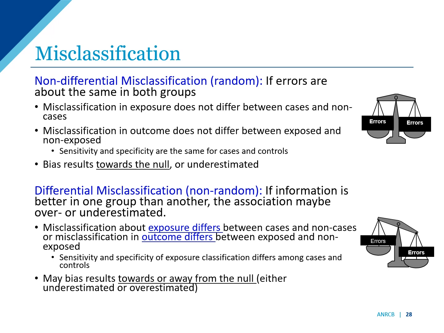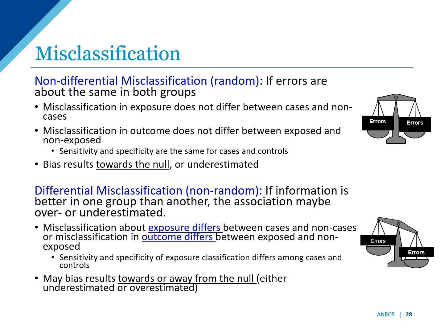Non-differential misclassification, if you see errors about the same in both groups, is random error. The misclassification does not differ between cases and non-cases in exposure or between exposed and non-exposed in outcome. You may also say that sensitivity and specificity for a test are the same for cases and controls, or regardless of disease status. Typically, this will bias results towards the null or underestimate your study results or association.